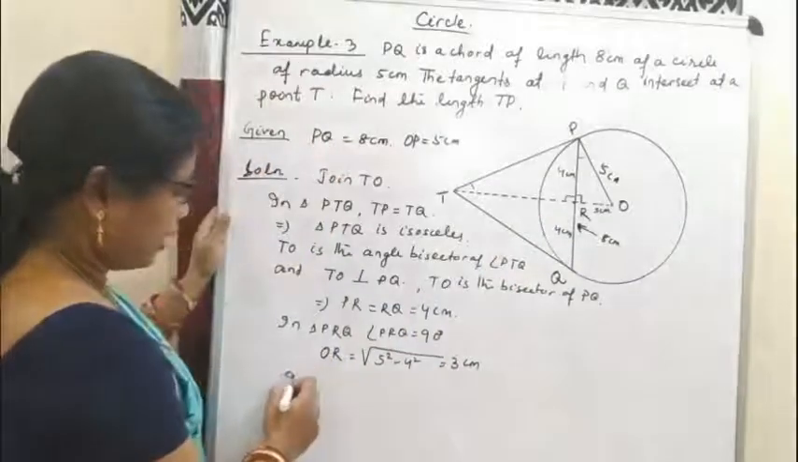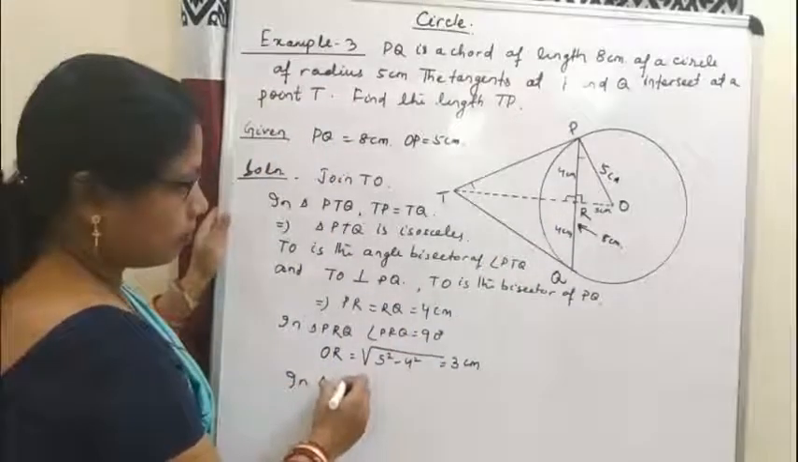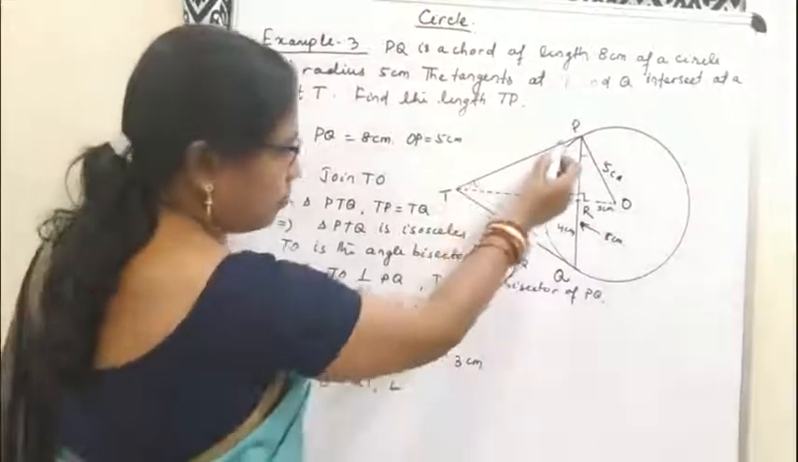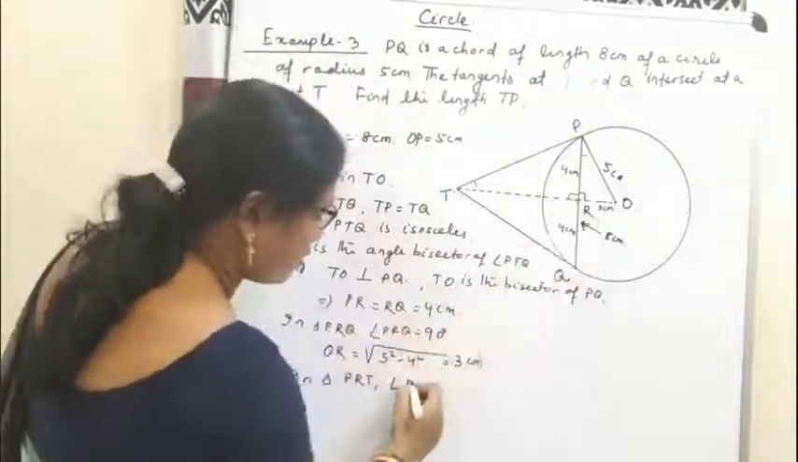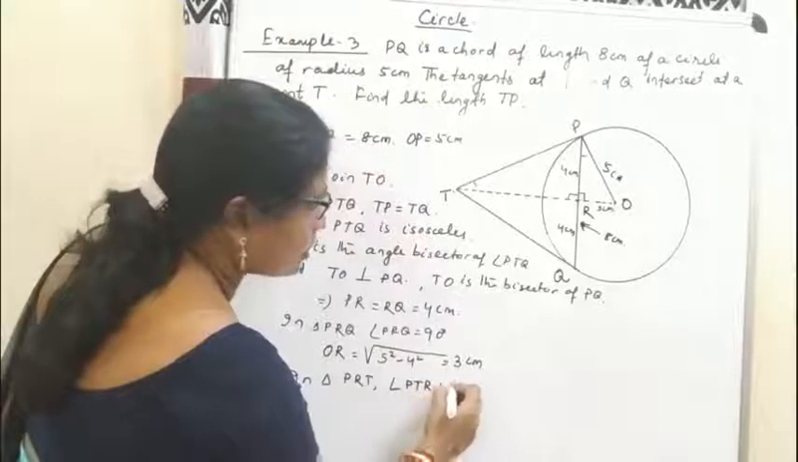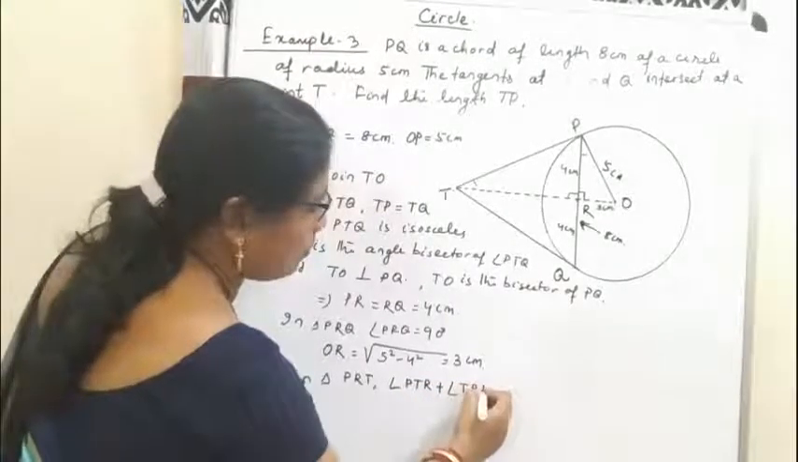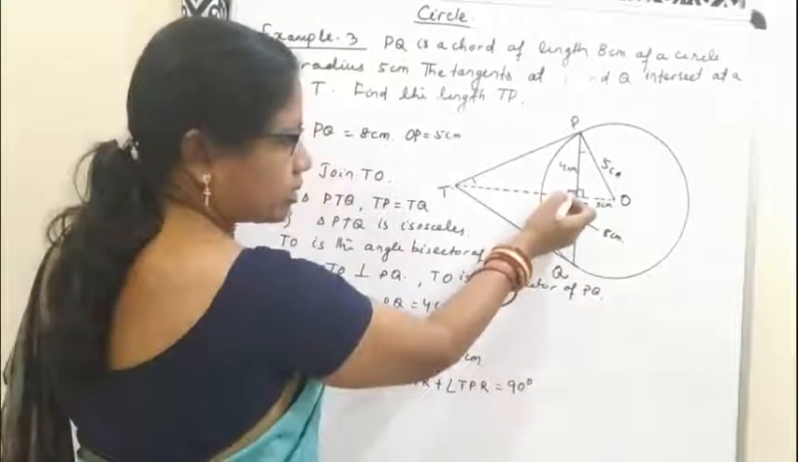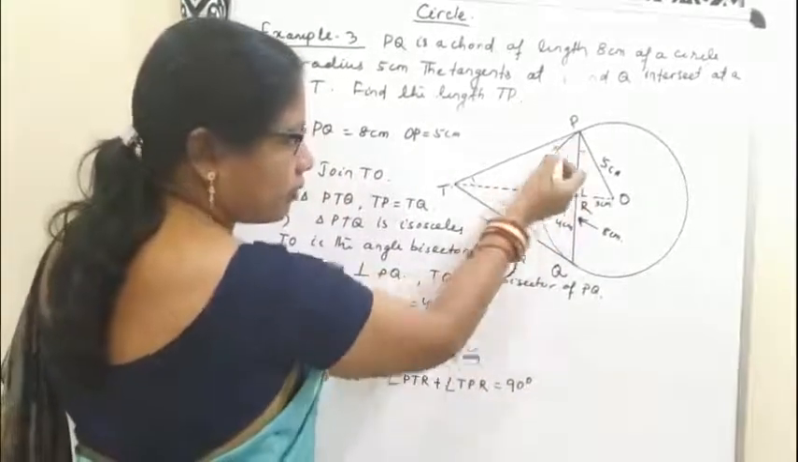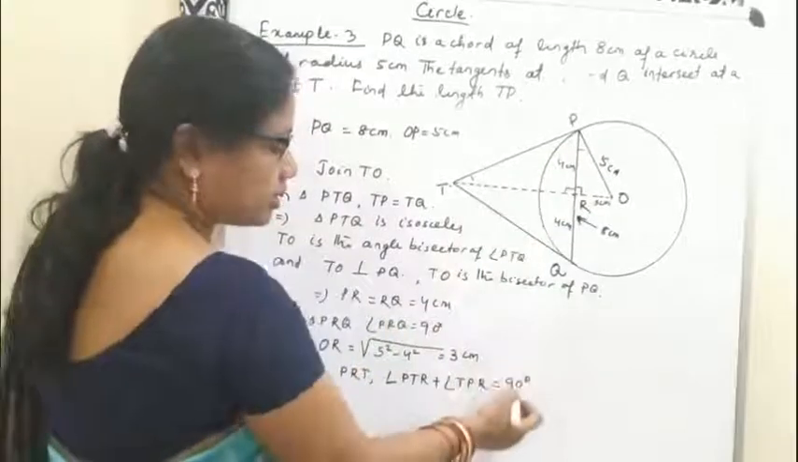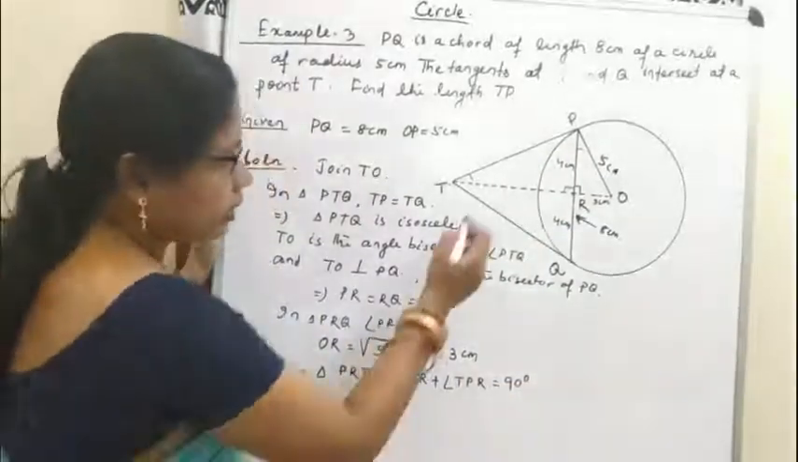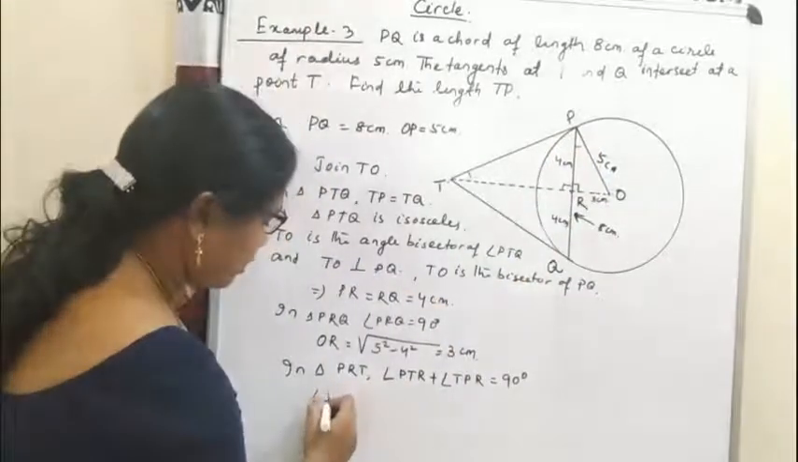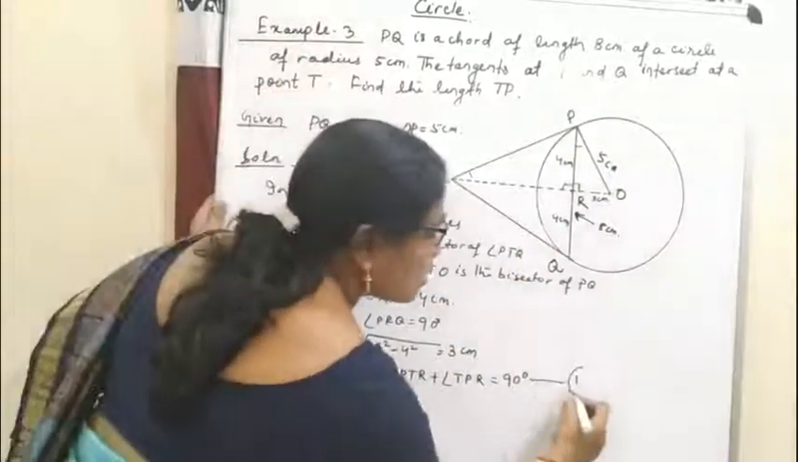So in triangle PRT, angle PTR plus angle TPR is equal to 90 degree, because one angle is 90 degree and the sum of the other two angles is 90 degree. And this is TPO, this is also angle T. So let this be our equation 1.